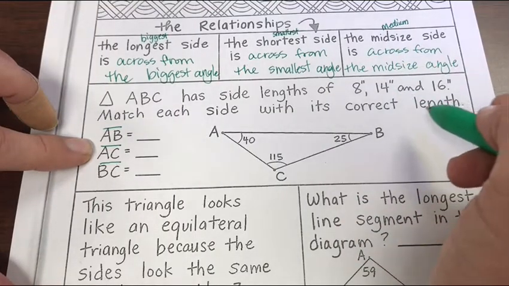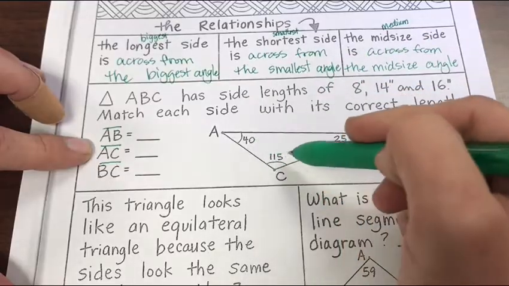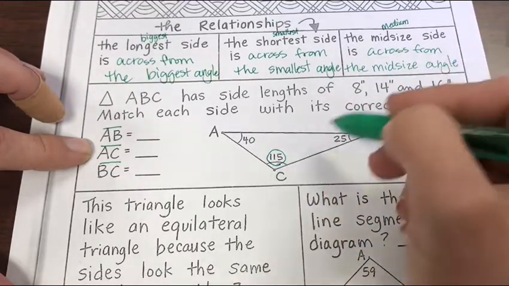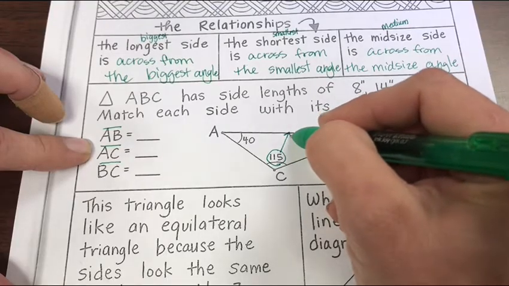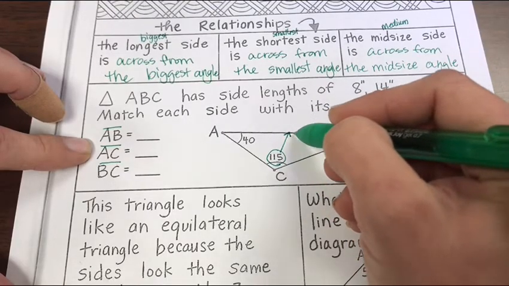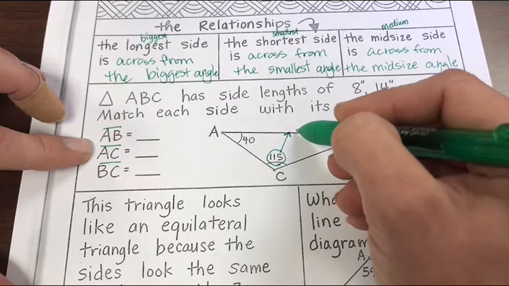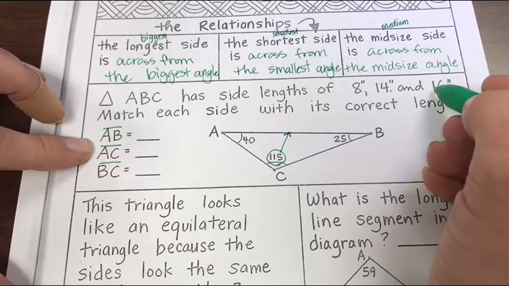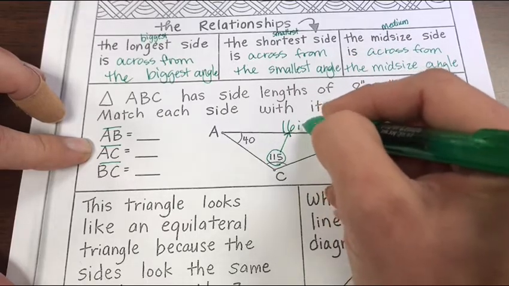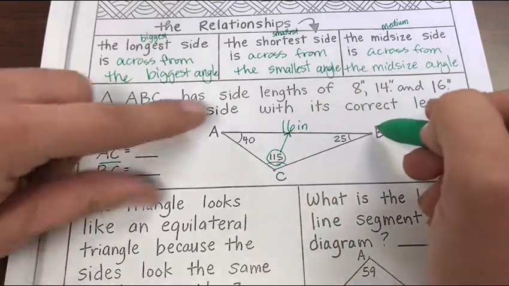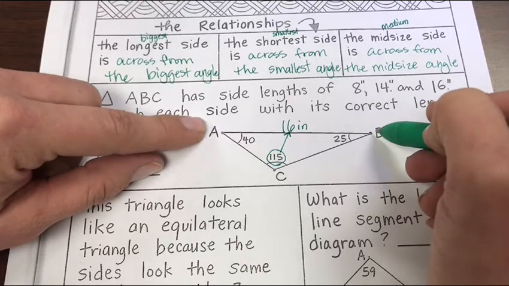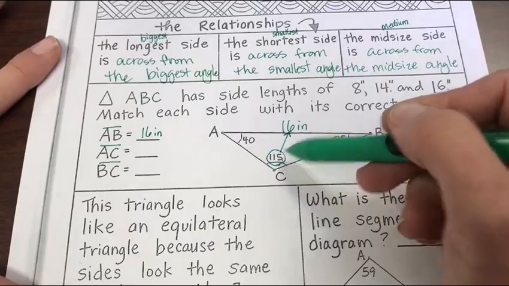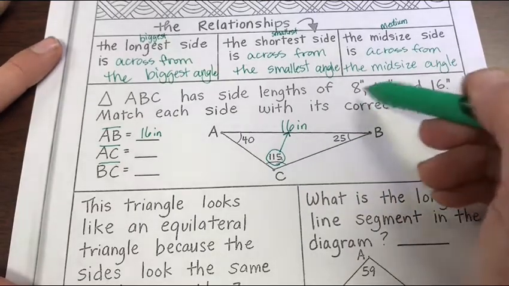So I'm going to start with the largest angle. Out of 40 and 115 degrees and 25 degrees, this is my largest angle. So I'm going to go straight across, and I'm going to point at the side. That's the largest side. So largest angle goes with largest side. So out of these three, the largest side is 16. So this side is 16 inches long. So side AB is 16 inches long. So we just matched the largest angle with the largest side out of these three.